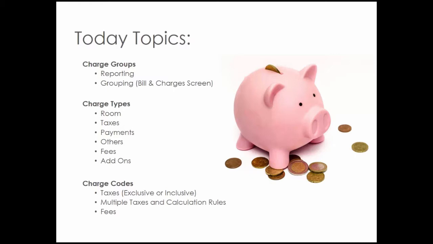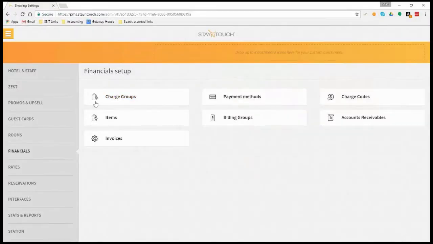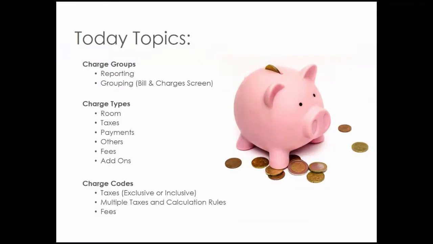I want to start with charge groups, and I'm going to go back and forth a little bit between my presentation and the system as a reference point for everybody. Charge groups are set up in the same location that we're going to do everything else, right here as part of our financial setup. The charge groups, the payment methods, and charge codes are all intimately tied together. The reason I start the conversation with charge groups is that they have two real functionalities for you at the hotel.